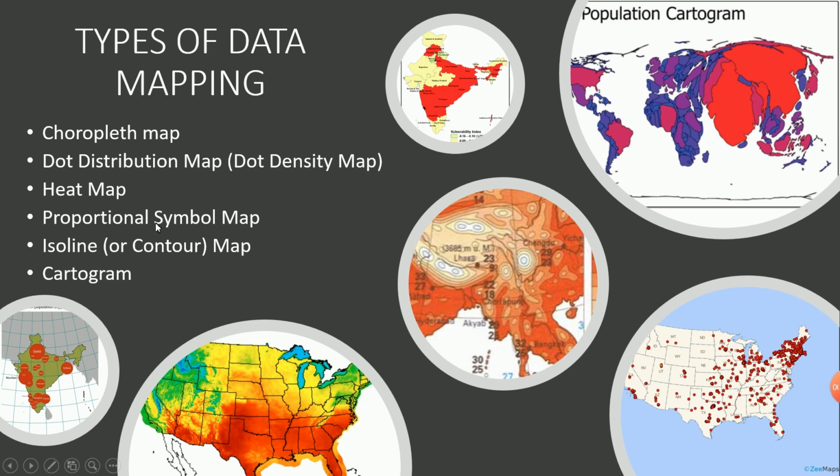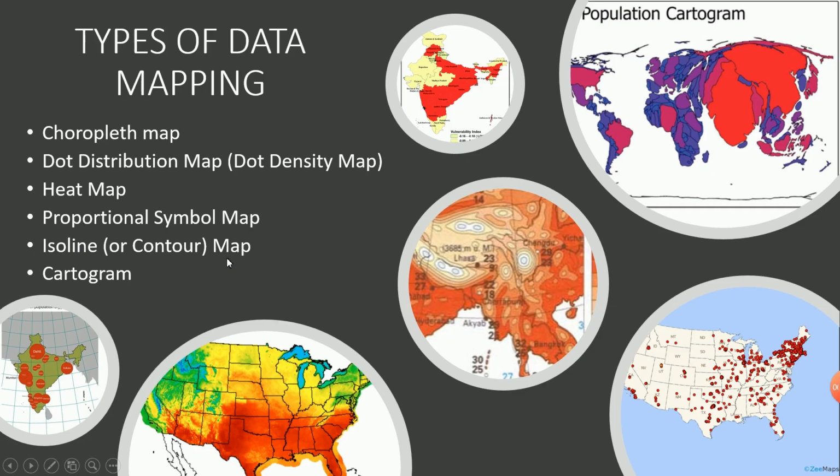Next is proportional symbol map, that is here. Let's assume it is mainly used in analyzing earthquakes. At a particular region, the larger the circle, the larger the impact. If it is smaller, then the impact is smaller. So this is the proportional symbol map.